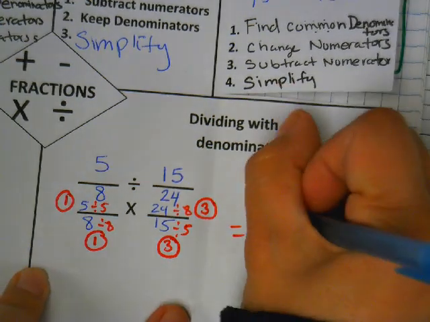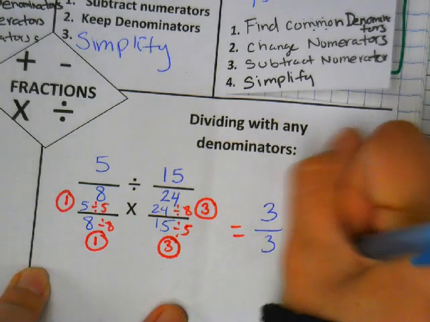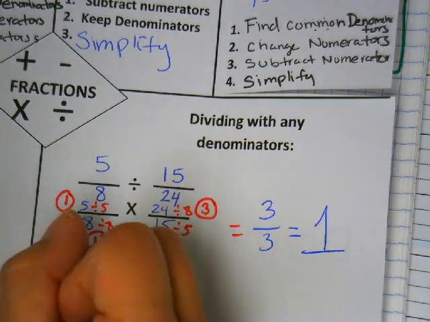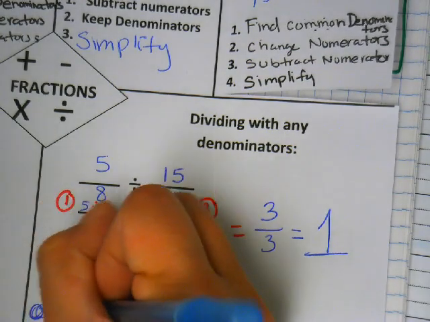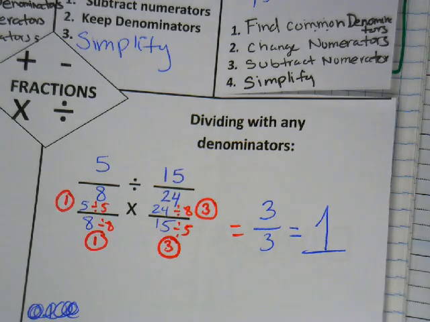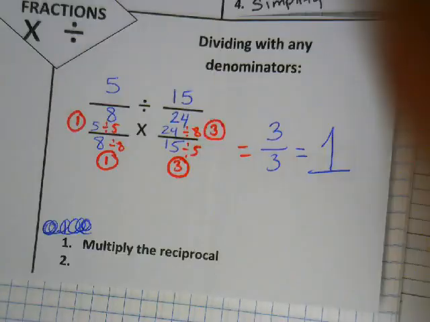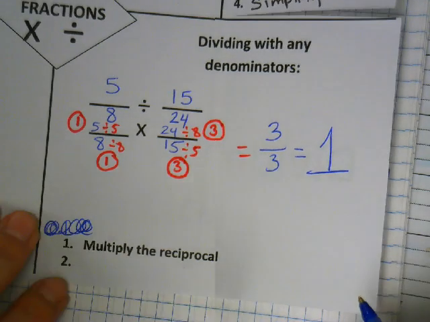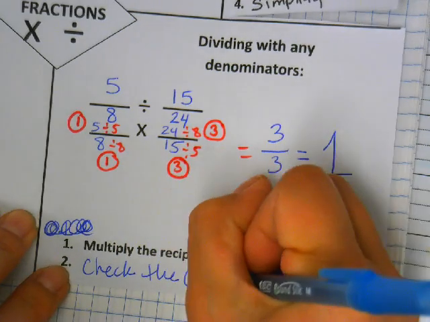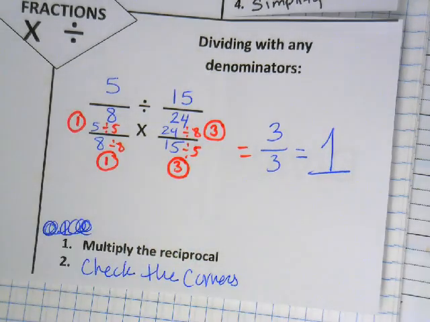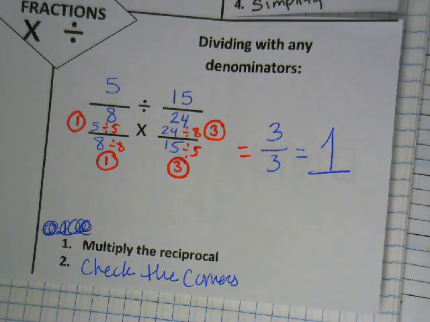I got 1. Multiply by the reciprocal, and step 2 is check the corners. Well, that's what I was doing at the start. I guess it would be step 0 again. Check the corners, then multiply by the reciprocal, then simplify.